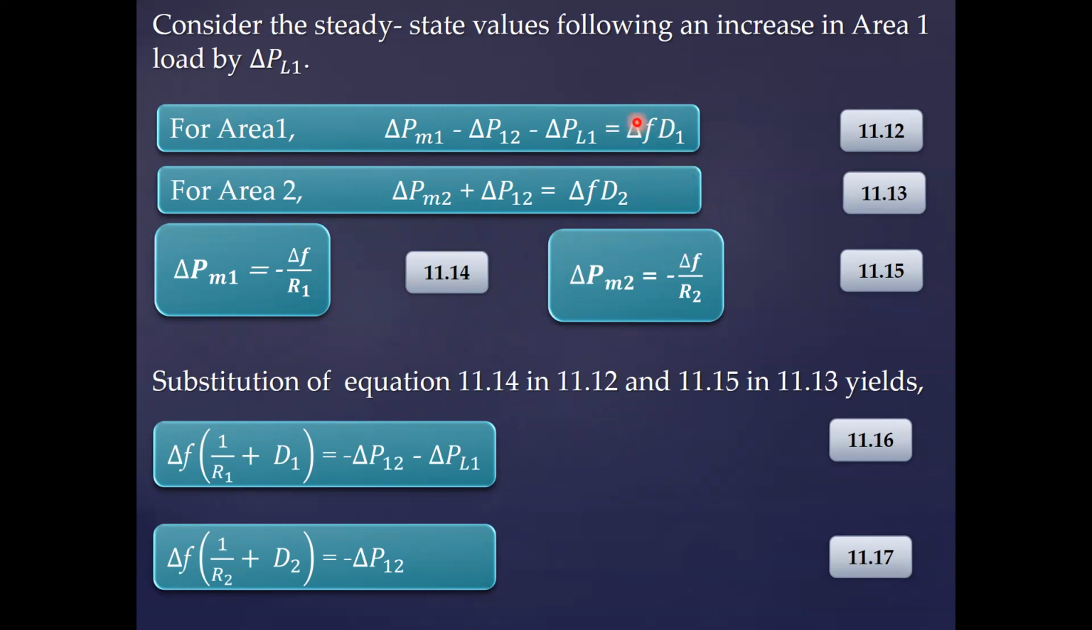Yeah, you have del F in both equations, so you solve for it, for the two areas, area 1 and area 2. You can see del F is common. You already know the change in the load, the delta PL1. This is known. What is the amount of the load change here? And you just solve for delta F.